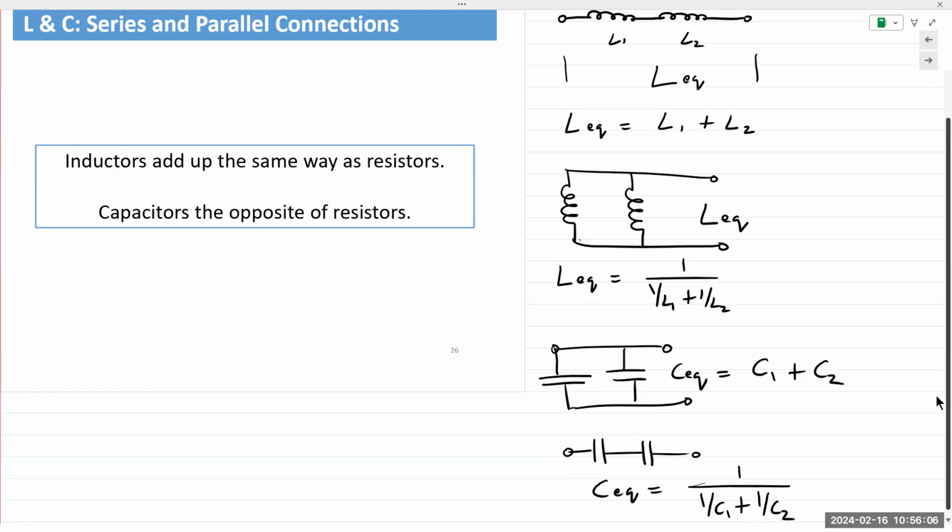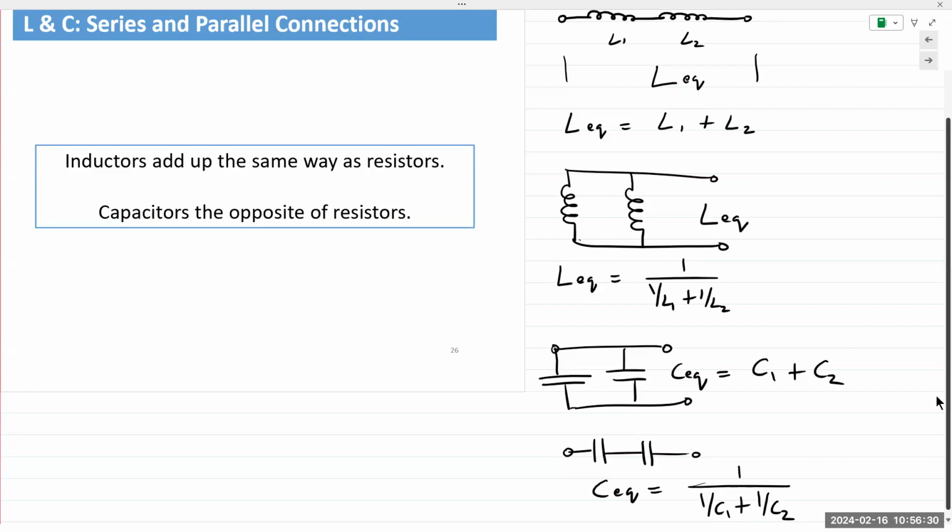You cannot combine a resistor with a capacitor. You cannot combine an inductor with a resistor. But if you do have two or more inductors, you can reduce that circuit. If you have two or more capacitors, you can reduce those capacitors for the purposes of analysis.